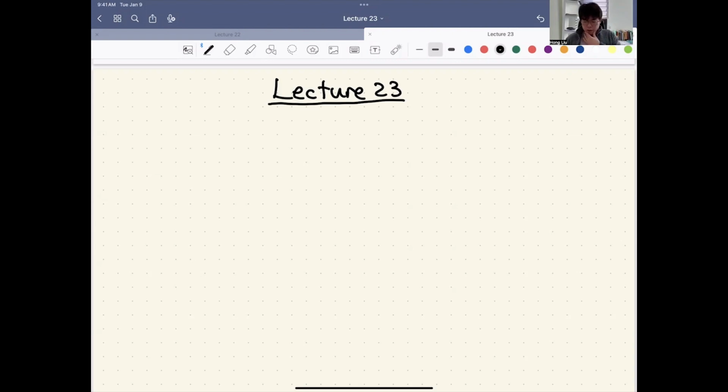The first part is this phenomenon of concentration of measure. So let me write it down. The missing part last time: concentration of measure in a hypercube.